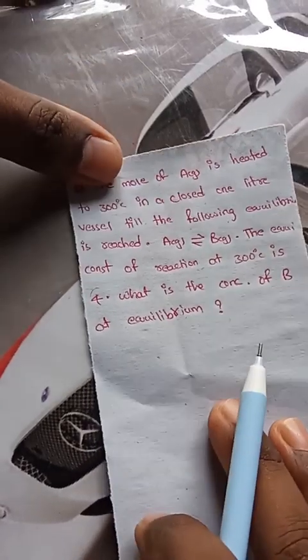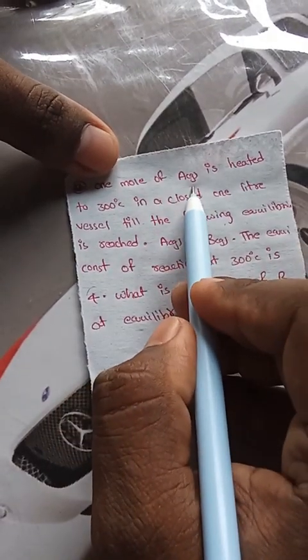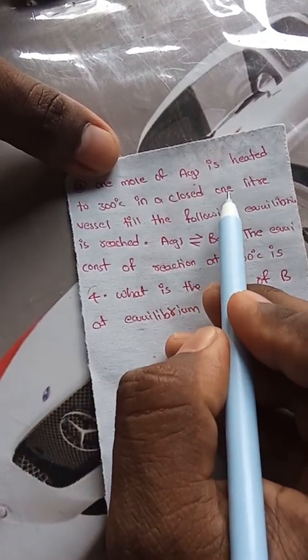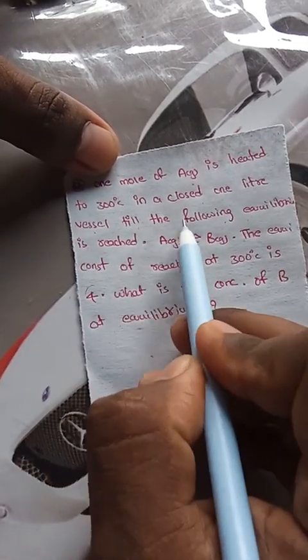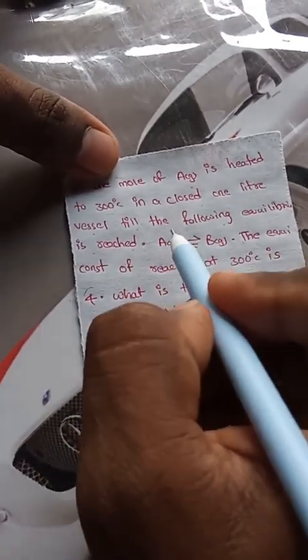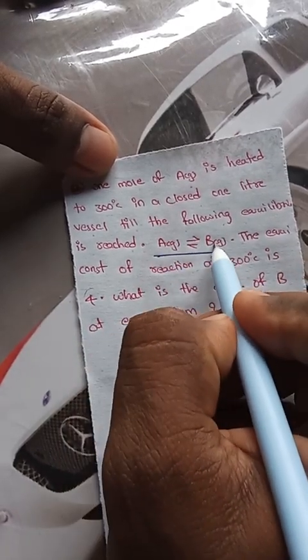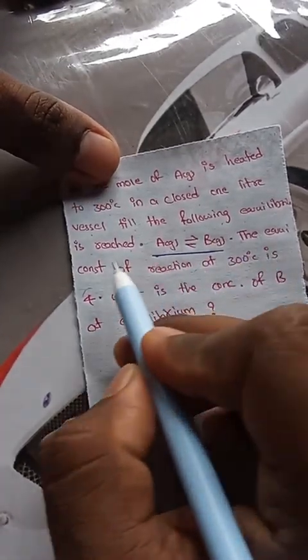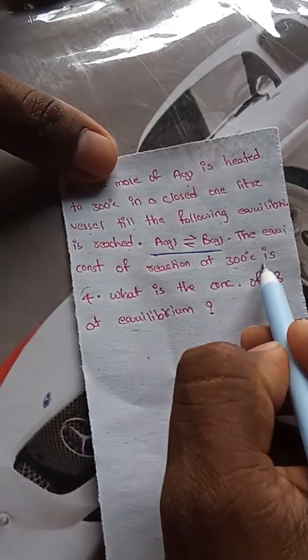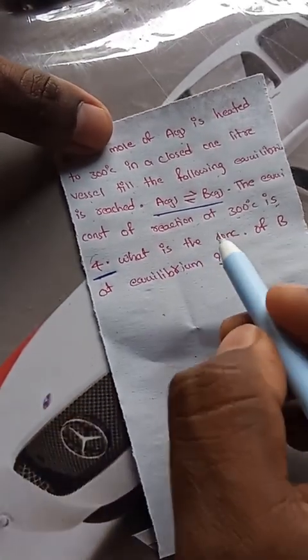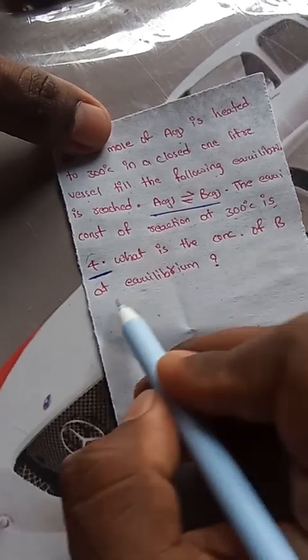Well, our next question is: 1 mole of A is heated to 300 degrees Celsius in a closed 1 liter vessel till the following equilibrium is reached. So the equation is A gives rise to B and B gives back A. The equilibrium constant of the reaction at 300 degrees Celsius is 4. So the Kc value is given for us. What is the concentration of B at equilibrium?